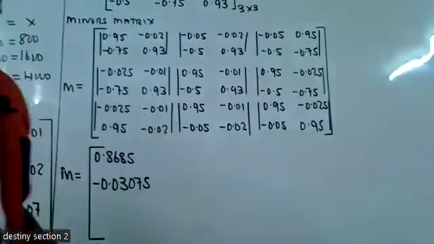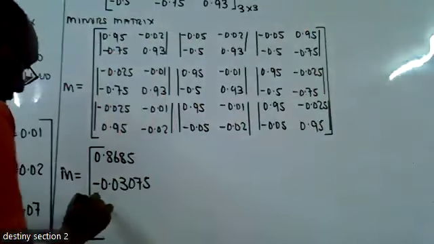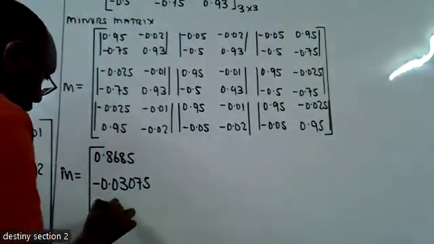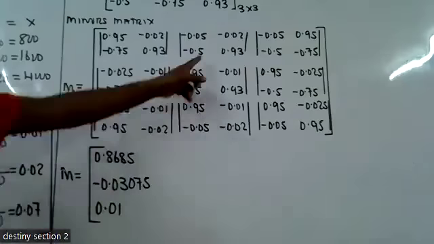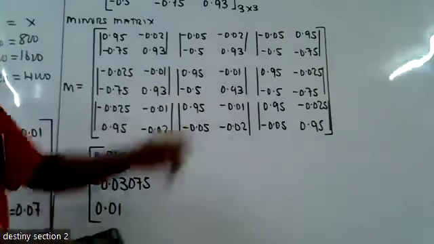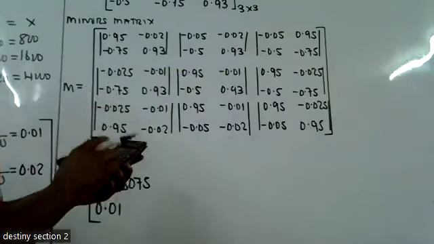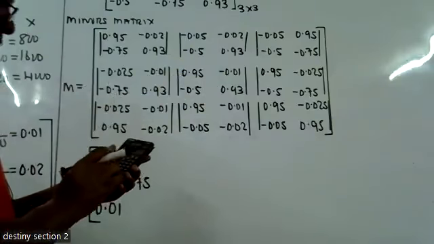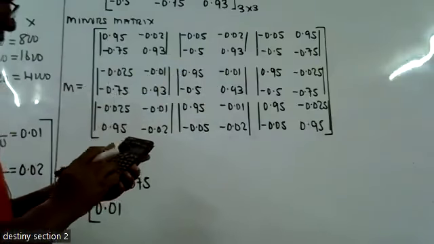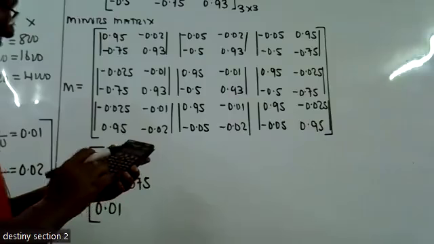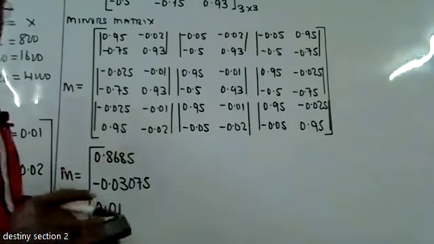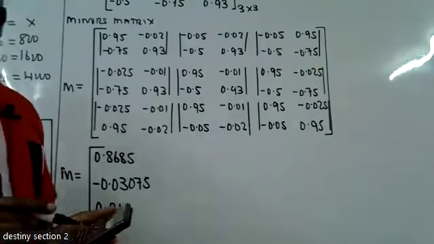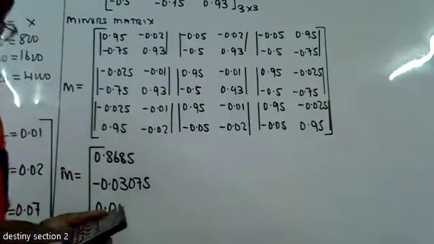Yeah, 0.01. Good. 0.01. Haya, turudi sasa kwa hii. Hii sasa, where you will say minus 0.05 times 0.93 minus 0.5 times minus 0.02 equals. Give me the answer.